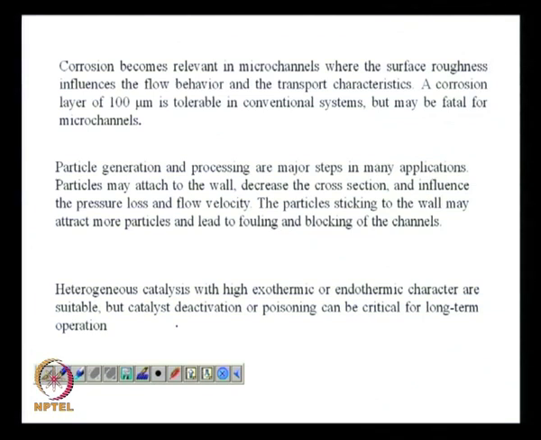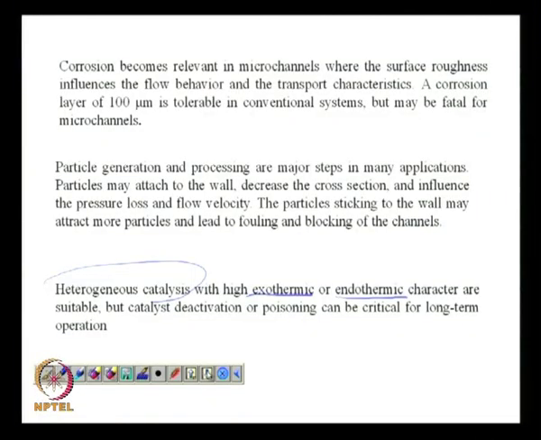So, the effects of corrosion, the effects of particle generation, the effects of particle deposition, which we could be a bit casual about in macro flows, you do not have that liberty in microchannel flows. The places where the microchannel is going to be very effective is when I have heterogeneous catalysis with highly exothermic or endothermic reactions. Since you can control the temperature so very well in microchannels, they are the ideal candidates to be used in such cases.